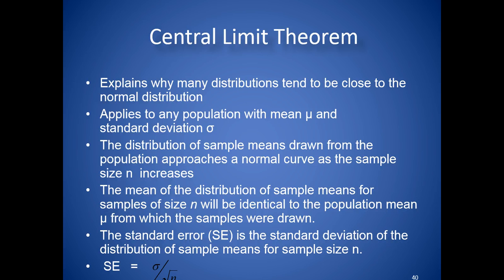So the distribution of sample means drawn from the population approaches the normal curve as the sample size increases. This is so true. When you have more and more subjects in your study, if you can get all 3,000 individuals to participate in your study in a town that has a population of 3,500, you know very well that the distribution of sample means will approach a normal curve as your sample size increases.